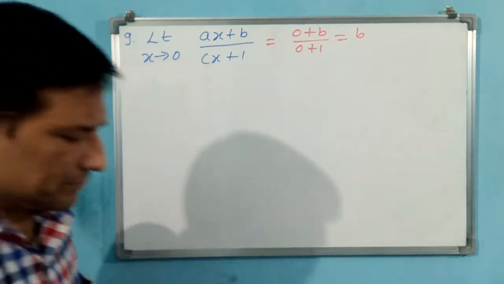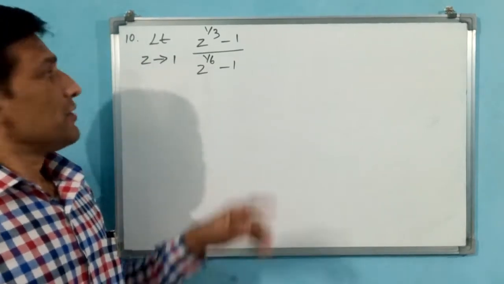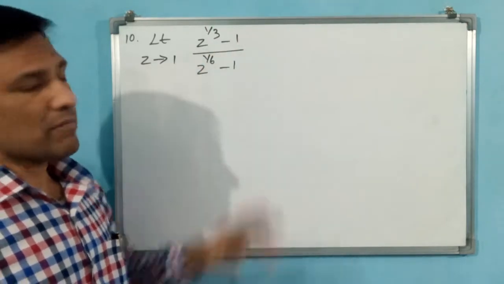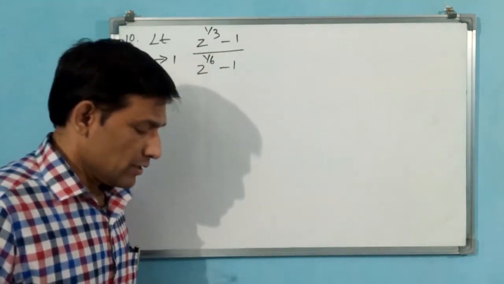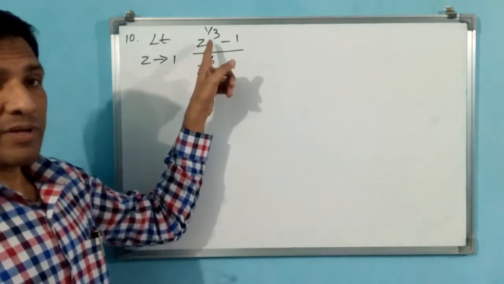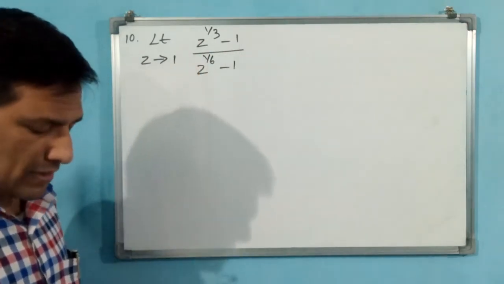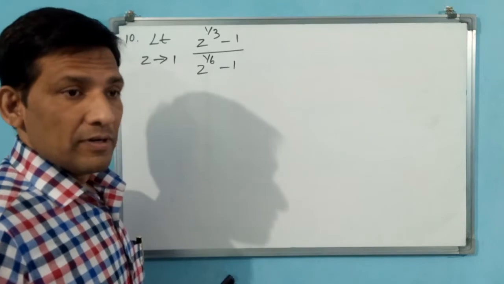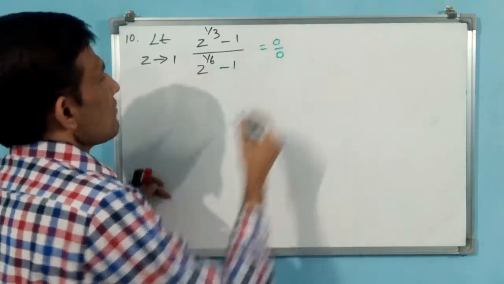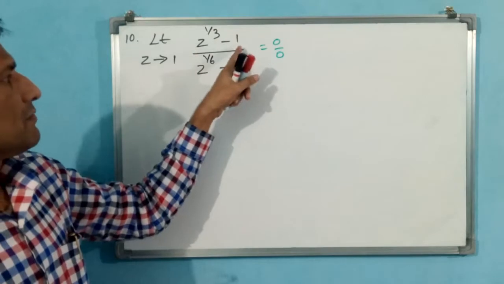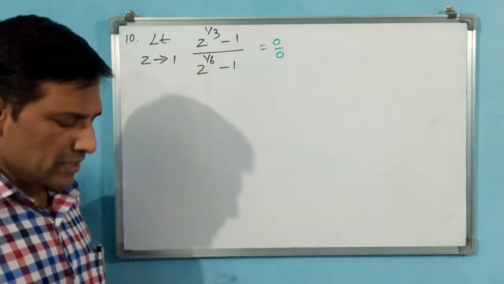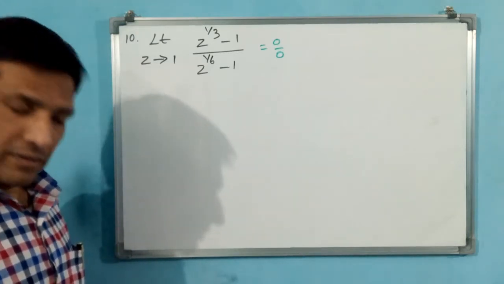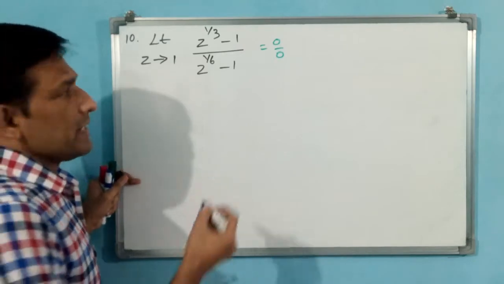Let us go for the 10th question. See the 10th question. Limit z tends to 1, z power 1 by 3 minus 1 by z power 1 by 6 minus 1. If you substitute 1 power 1 by 3, 1, 1 minus 1, 1 minus 1, 0 by 0 will come. This is going to become 0 by 0. Then you have to change this. How to change? See what I am writing.